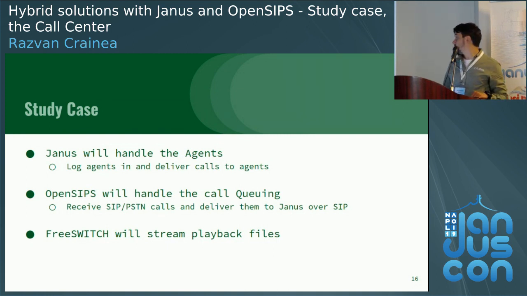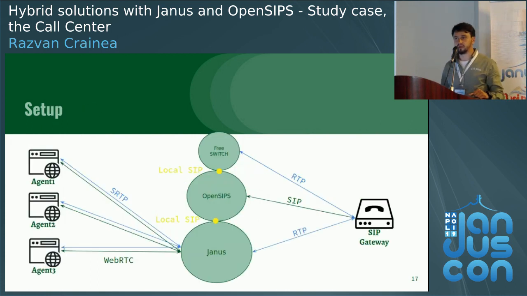I'm not sure whether we can use Janus or not for this, because I know Janus has a streaming plugin, but I didn't figure out how to use it. So for now, we are just using FreeSwitch to play these files. So this is my setup.